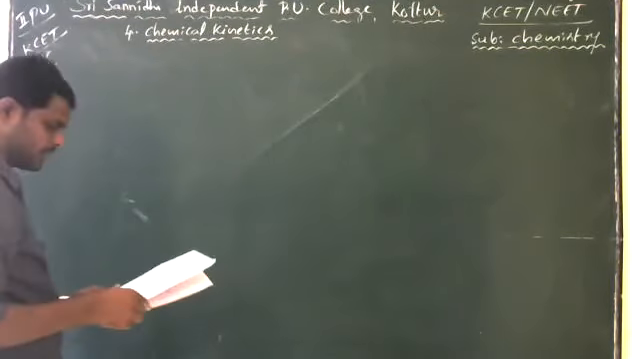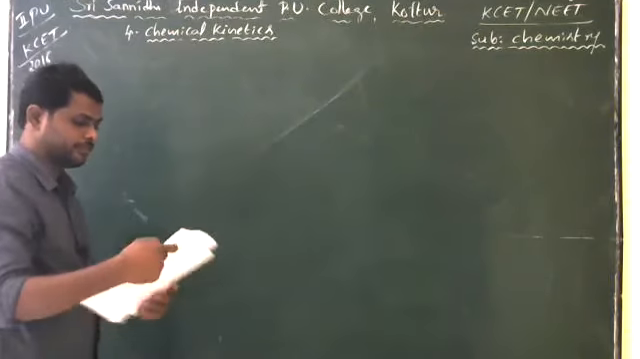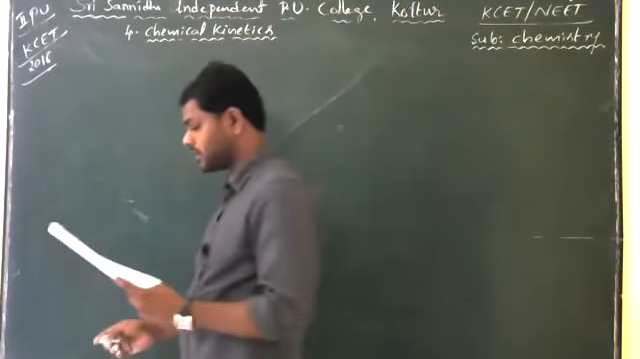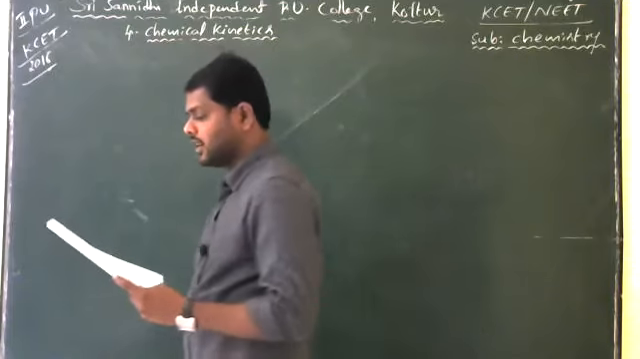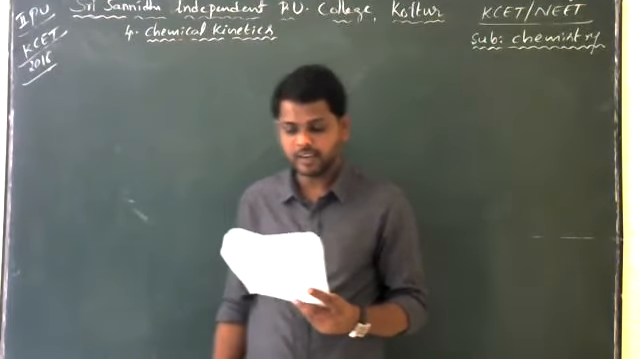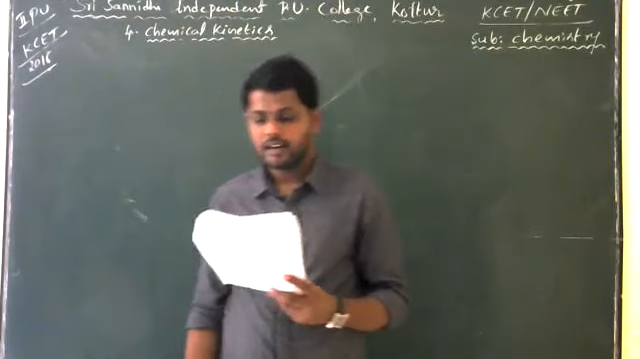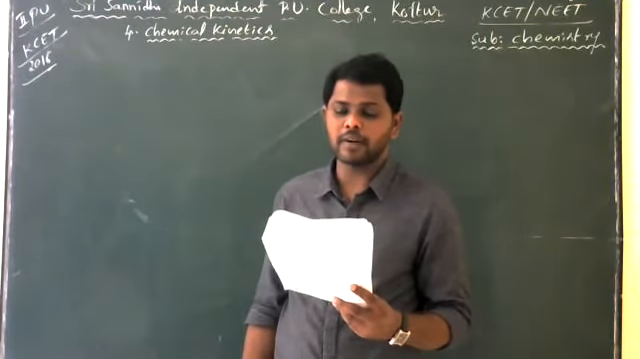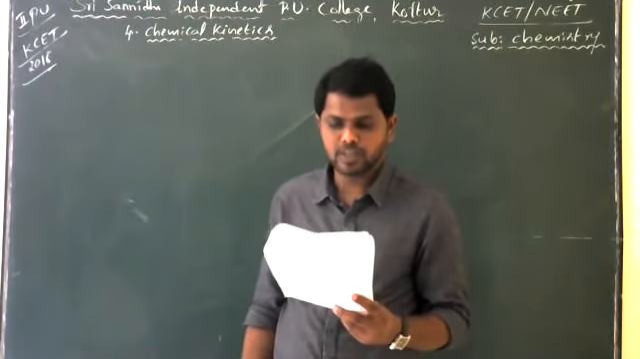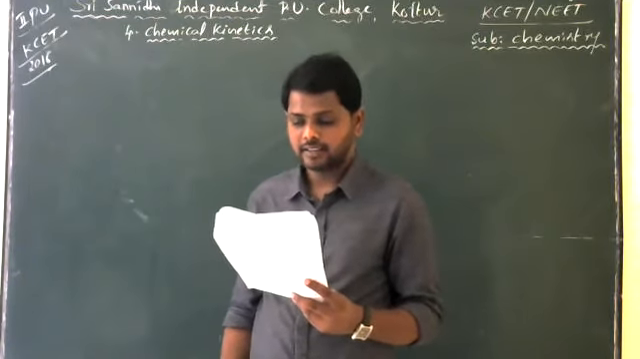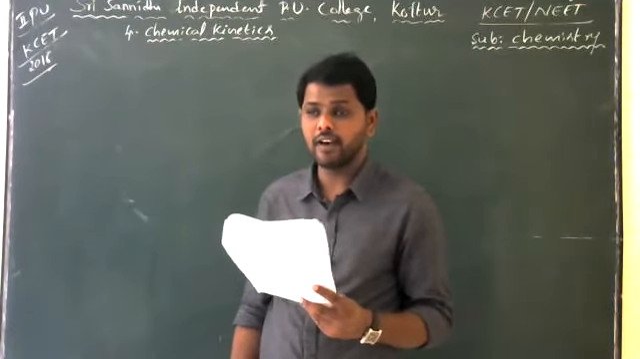Next, question number 7, 2016 only. For a chemical reaction, A gives rise to B, the rate law is R is equal to K into concentration of A power 2. If the concentration of A is doubled, the reaction rate will be.